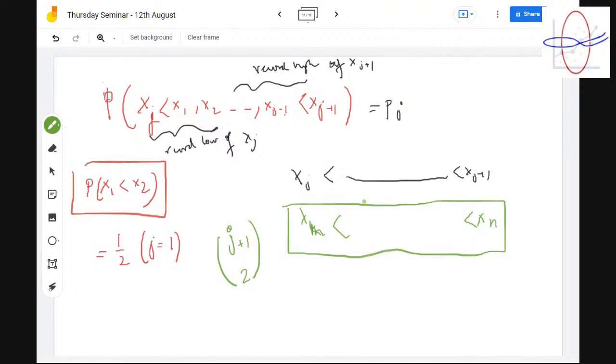So therefore, if you sum all of them, since all of them are equal, if you take the union of all of them, that will be the entire space. So pj will be 1 by j plus 1 choose 2. Did you understand this, guys? All of you understood this?